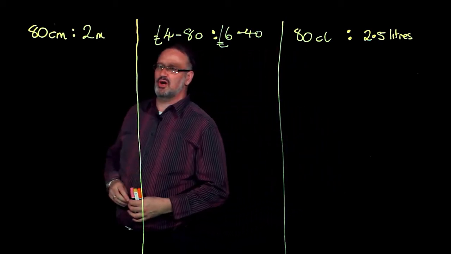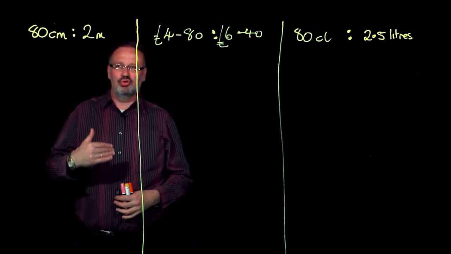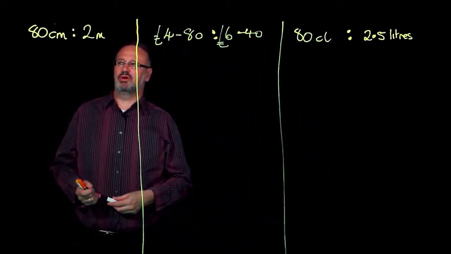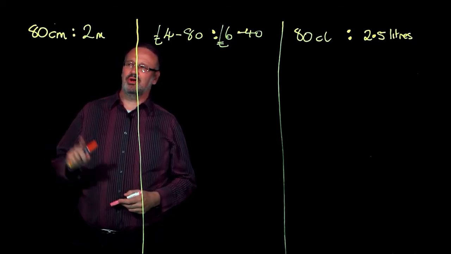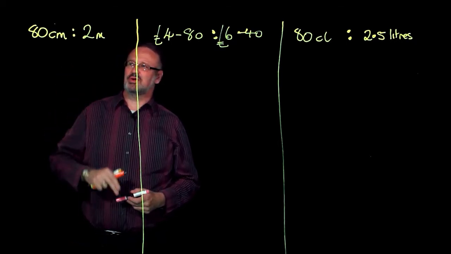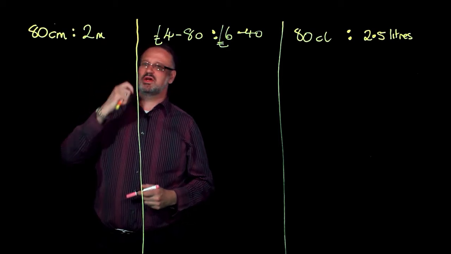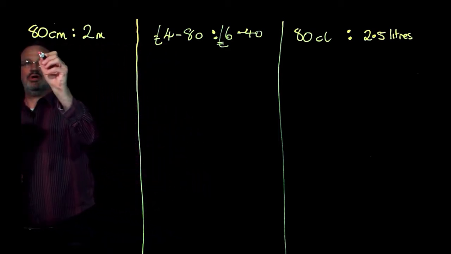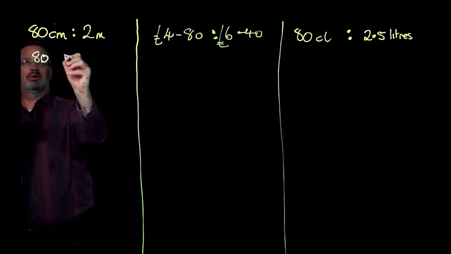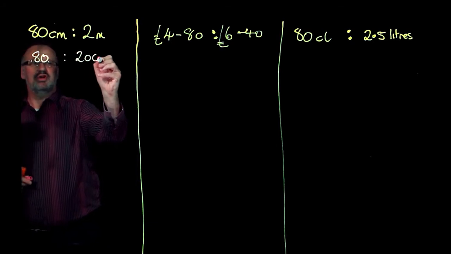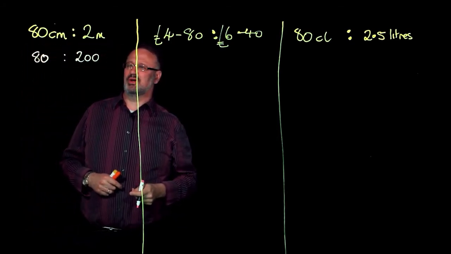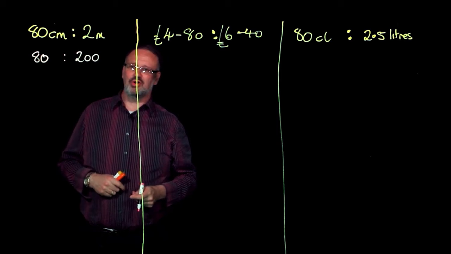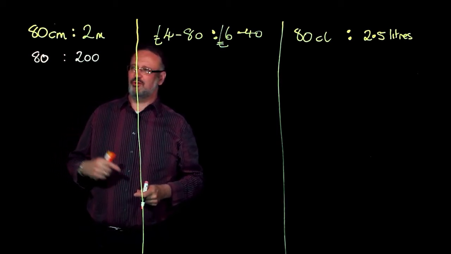So my first thing that I will want to do is to make sure that we're working in similar units. So with this one, the larger unit of measurement is metres. So I'm going to turn the metres into centimetres. So this becomes 80 to 200. And the reason why is there are 100 centimetres in 1 metre. Now I have a ratio that I can fairly readily simplify.